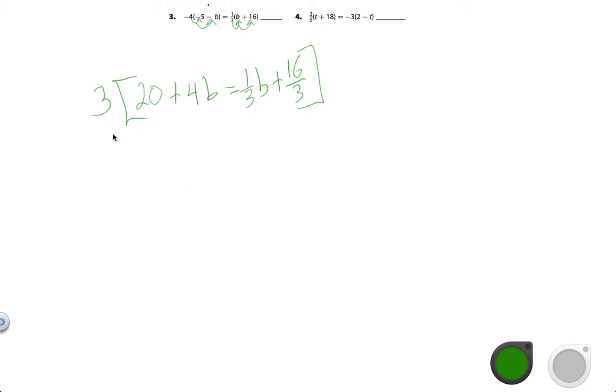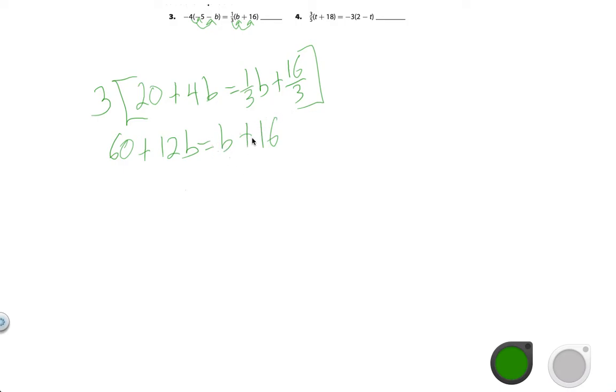So 3 times 20 is 60. 3 times 4b gives us 12b. 3 times 1 is 3, divided by 3 is 1, so that gets rid of the 1/3, and that just gives us a b. 3 times 16/3, we're going to divide first. Remember, it doesn't matter the order, so 3 divided by 3 is 1. 1 times 16 is just 16. Okay, so now that's our new equation, and that's a little bit nicer to work with.